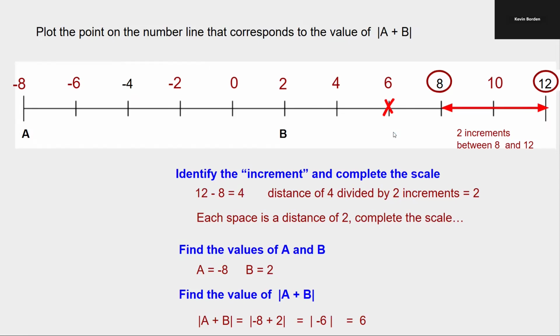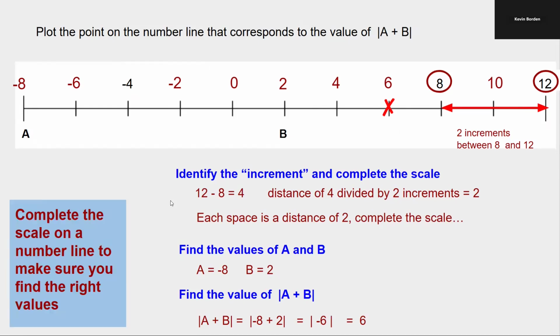The key takeaway from this problem is, remember to complete the scale if it's incomplete on a number line, to make sure that you find the right values for the points that are labeled, in this case, A and B. That wraps up this video. I hope you found it helpful.